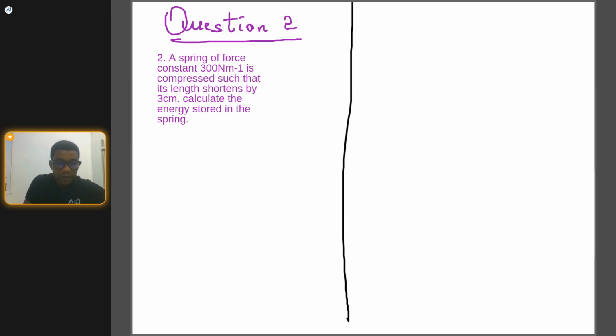So let's go ahead to solve this question. We are given the force constant to be this, and we are given the extension to be 3 centimeter. We are asked to calculate the energy stored.